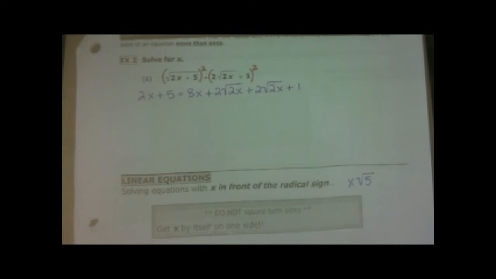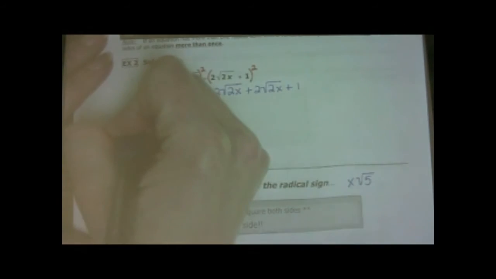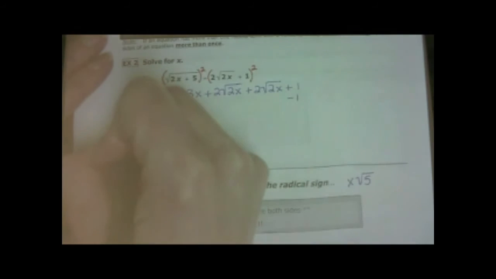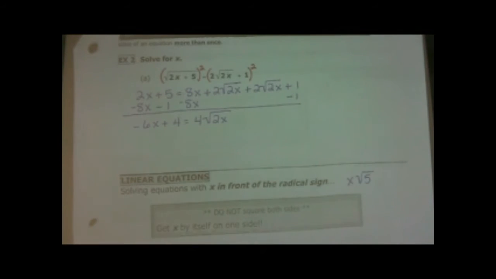All right? So here's what I want to do. I'm going to actually go through the process of squaring both sides again. So I need to get this radical term by itself on one side. So actually, what I'm going to do is subtract 8x on both sides, and I'm going to subtract 1 on both sides. So I got those terms on the other side. So here I have negative 6x plus 4 equals, and when I combine these, I have 4 square roots of 2x. And now I'm going to square both sides again.